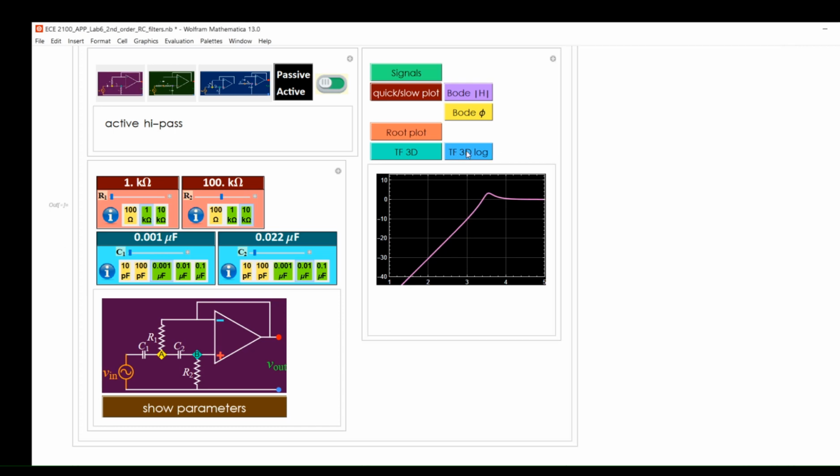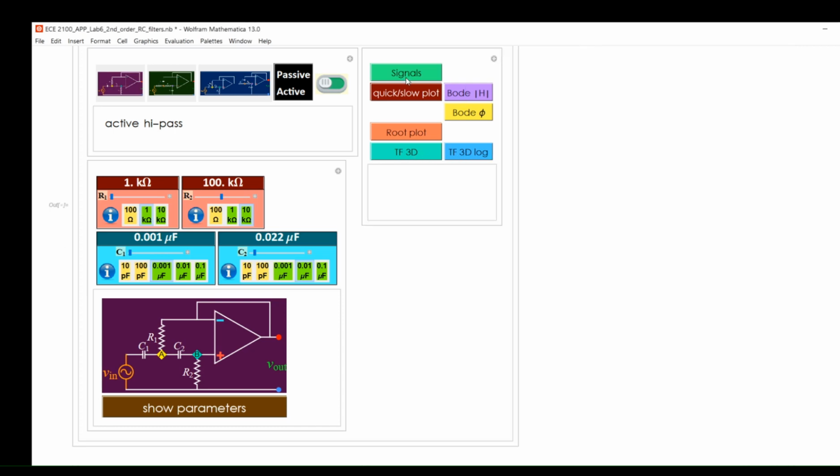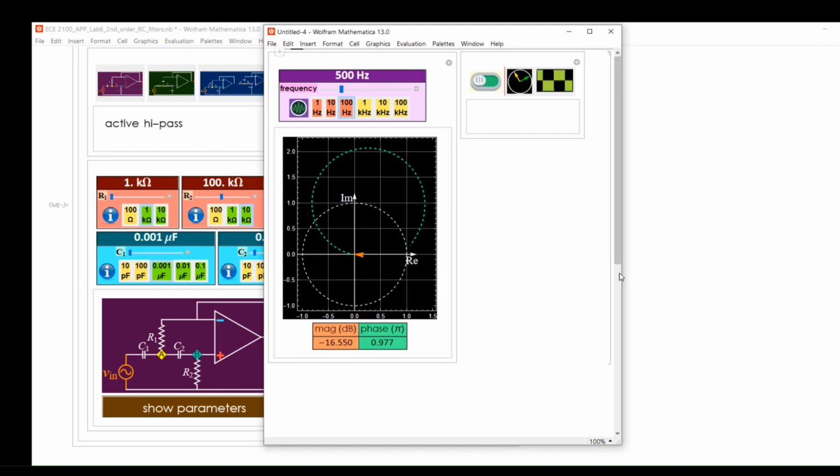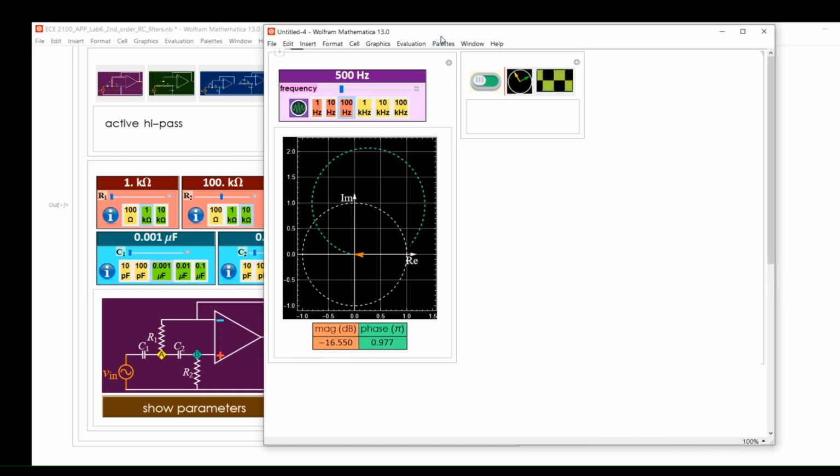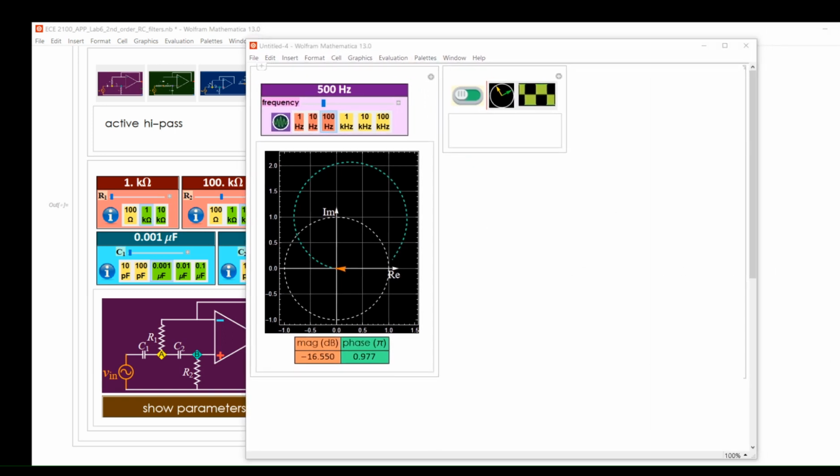Lastly, a most useful function of the app is the simulation of the output signals for sinusoidal and step function waveform input. This chart on the left is the two-dimensional Nyquist plot, showing the transfer function as a vector in the complex plane.